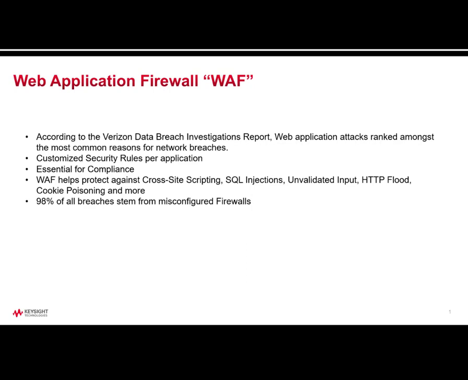WAF security can prevent many attacks, and those include cross-site scripting, SQL injection, cookie poisoning, unvalidated input, and Layer 7 DOS, and many others. With 98% of all the breaches originated from misconfigured firewalls, my colleague Young is now going to show you how to set up the Cloud WAF in AWS and how to set up the load balancing in the Keysight Threat Simulator to make sure you can test the effectiveness of your WAF. This is the first video of a two-part series.